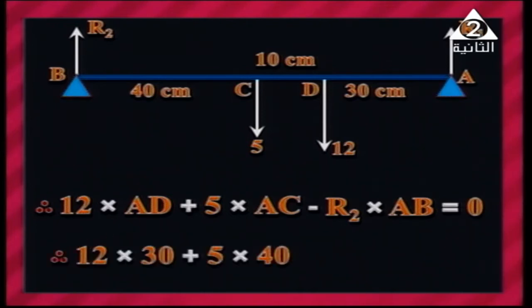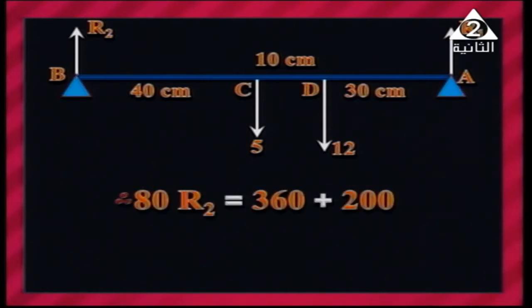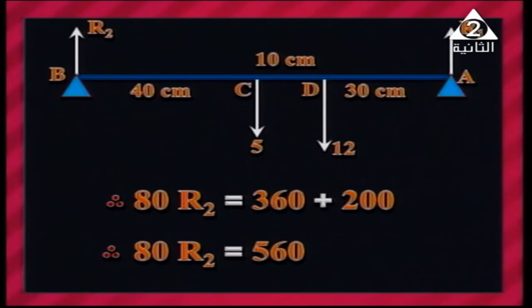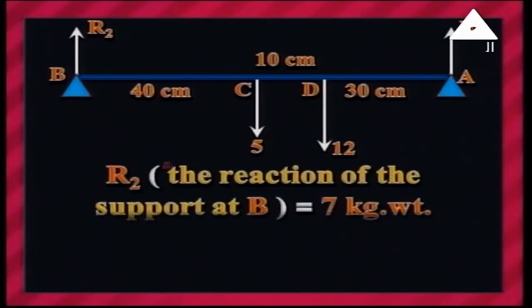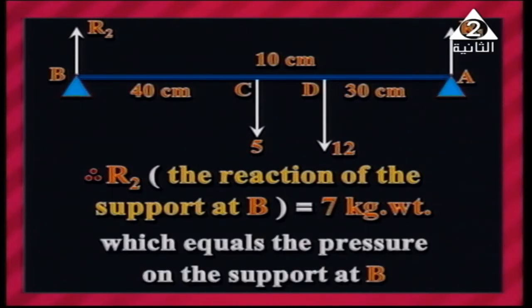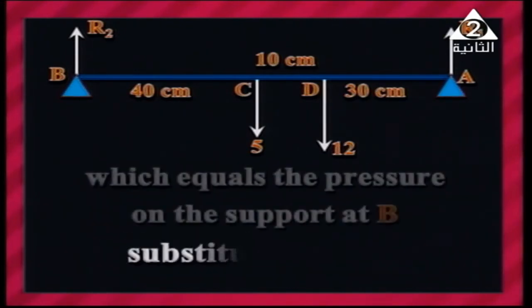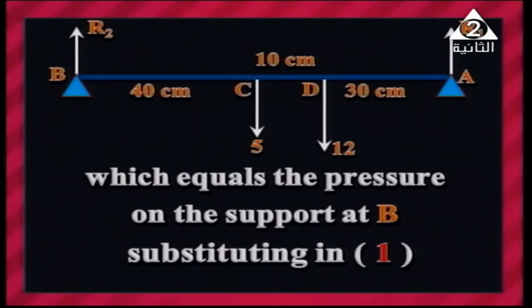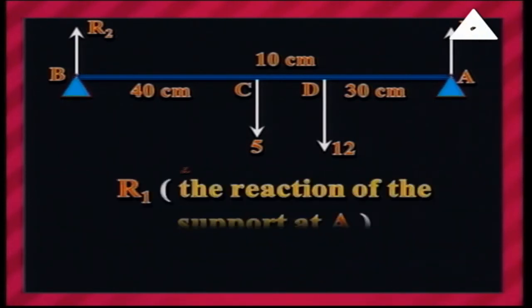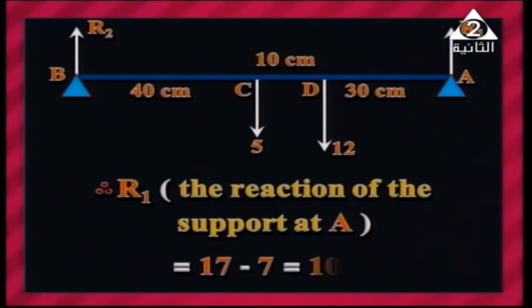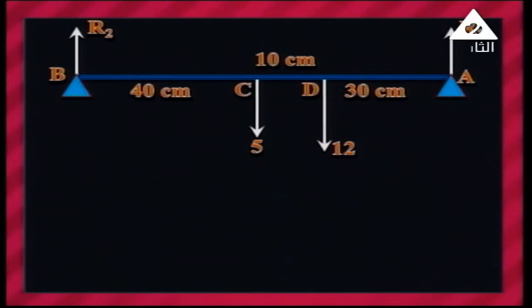Then, my dear students, find the value of R2. R2 equals 560 over 80, or 7 kg weight, the reaction of support at B, which equals the pressure on support B. Then, substituting in equation 1 to find R1: R1 equals 17 minus 7, equal to 10 kg weight, which equals the pressure on support A.